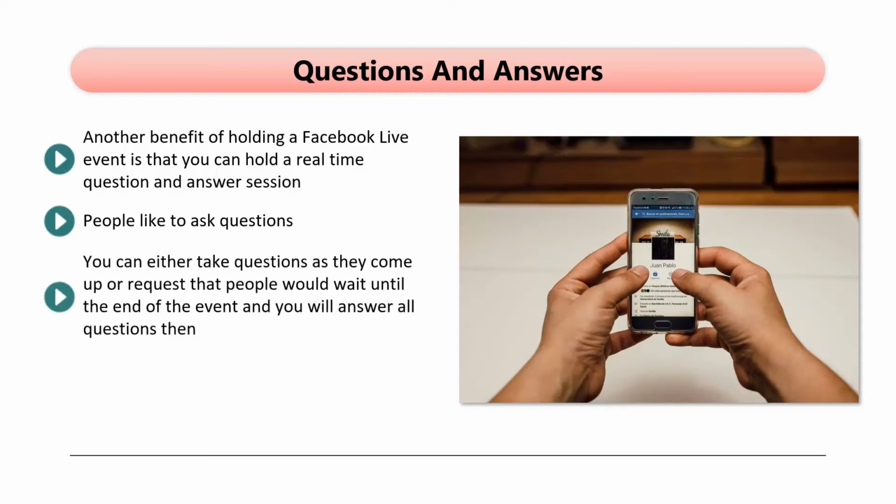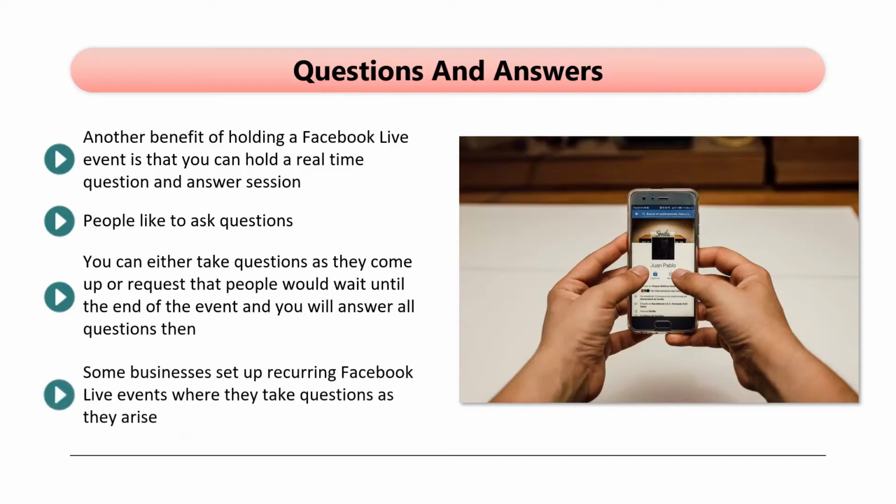You can either take questions as they come up or request that people wait until the end of the event and you will answer all questions then. By waiting until the end, you will increase the chances of your followers watching the entire event. Some businesses set up recurring Facebook Live events where they take questions as they arise. Recurring events are good if you have a lot of content to share with your audience. It is best if the content is different each time and not a repeat of what you have presented already.